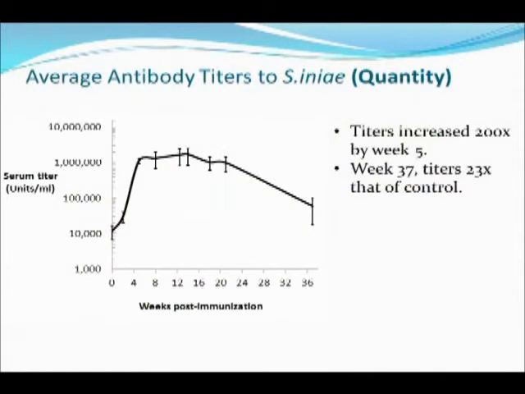On to results. When we looked at titer, that is the quantity of antibody, what you can see is that by week 5, we got about a 200-fold increase in antibody levels. Week 0 and 2 were about the same. At week 37, the titer did begin to drop, but it was still 23 times the levels of the starting.